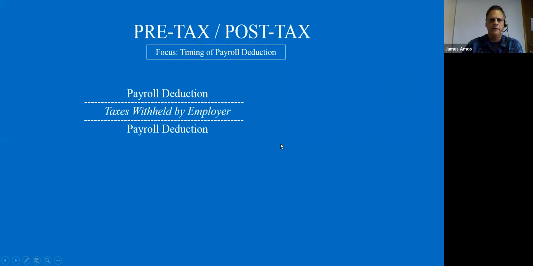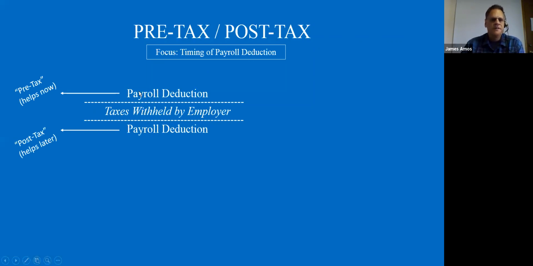So you'll see what I mean here. You have, and this is a timeline, if you will, a payroll deduction, then taxes are withheld, and then you have another payroll deduction. Now that seems weird, but that's the difference. There's a time when some payroll deductions are made here, then the taxes are withheld, and then other payroll deductions are made here. So we'll walk through each of those.